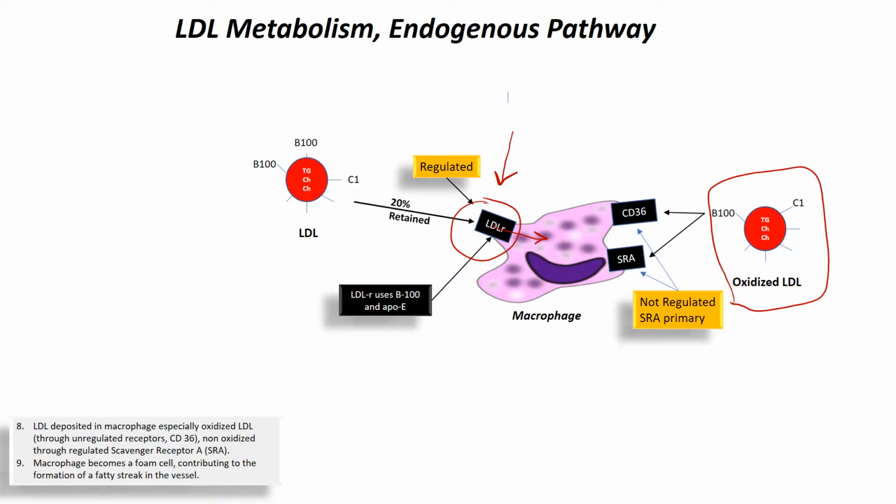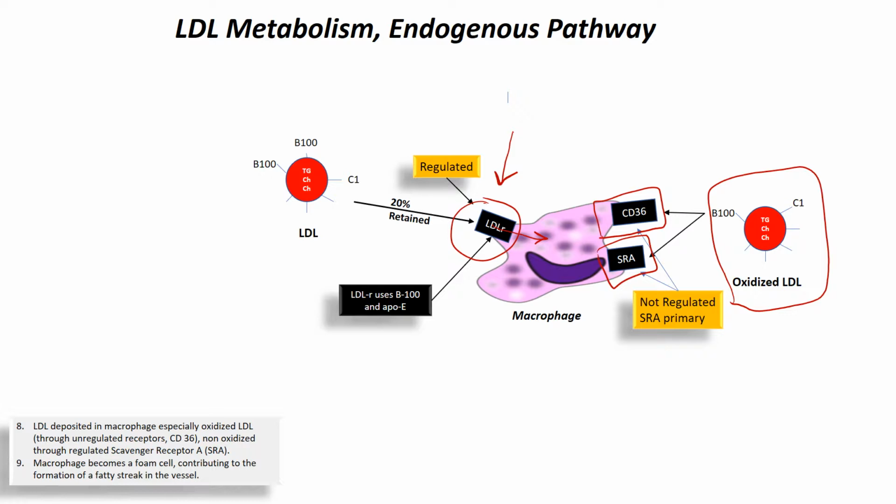But if you have oxidized LDL around, well, there's a problem because there's two other receptors, the SRA receptor and the CD36 receptor, which are not regulated, but they only take up oxidized LDL. So if you have a lot of oxidized LDL around, those receptors will just gorge on oxidized LDL. It's like a buffet, and they don't know when to stop eating because they're not regulated. As long as there's oxidized LDL around, they'll continue to take it up, and they will stuff that macrophage beyond full. Now, when the macrophage starts to become really, really full of cholesterol, it becomes a foam cell.